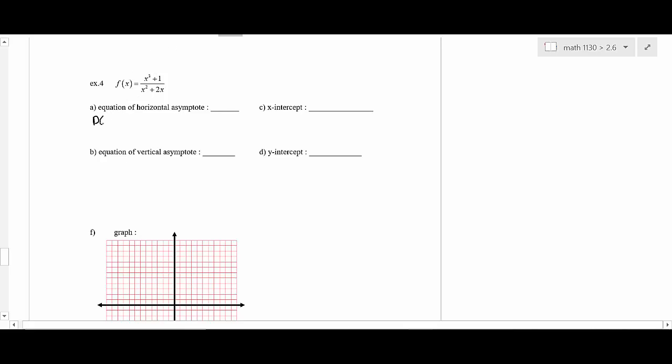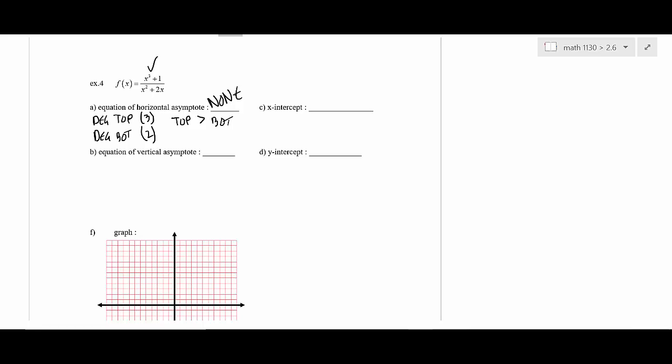Okay, first of all, can you tell me what the degree of the top of this function is? 3. Remember, that's the highest exponent. So the degree of the top is 3. Okay, the degree of the bottom would be 2. So here's what happens. Anytime the degree of the top is larger than the degree of the bottom, then you don't have a horizontal asymptote. What we'll end up having is what's called a slant asymptote on this problem. So I'm going to run through and show you how to do that then, okay? And it's got to be 1 bigger.